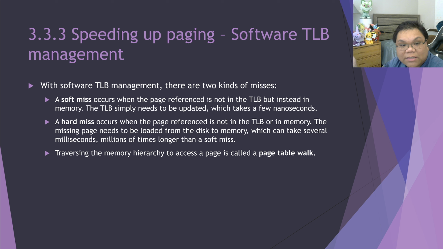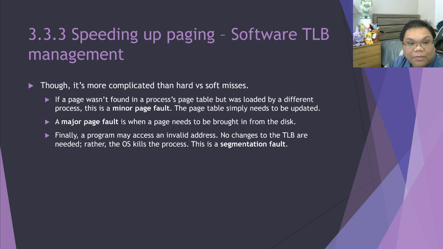A soft miss requires updates that take on the order of nanoseconds to perform. A hard miss takes updates that are on the order of milliseconds to perform. A millisecond is 1 million nanoseconds, so really it takes a million times longer. These kinds of memory traversals are called a page table walk, by the way. So it's a lot more complicated than just hard versus soft.